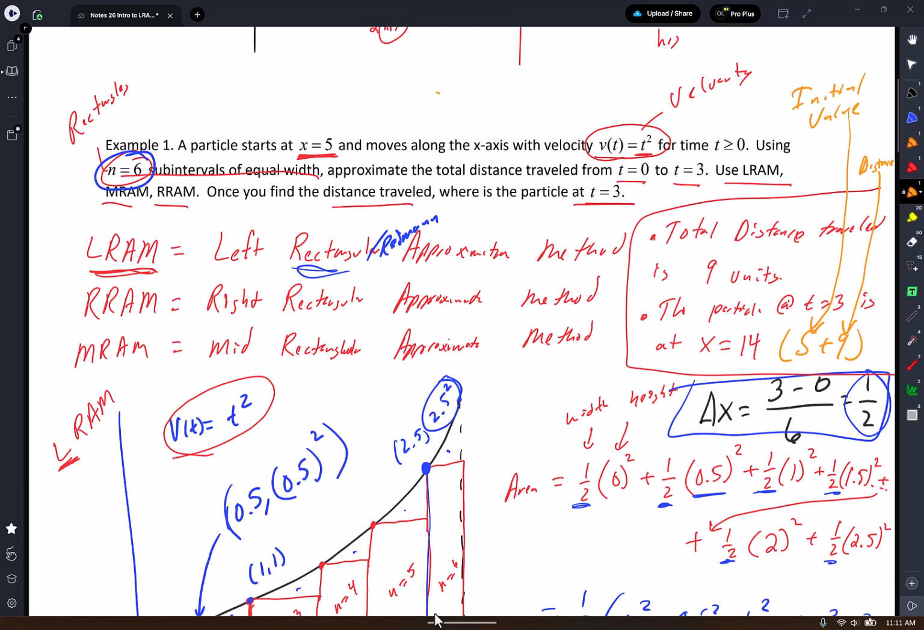Yes, the particle initially started at 5. And then how many units did I move? 9. So imagine you're on a big giant ruler, you're in a position, and then you move 9 units to the right. You know what I mean?